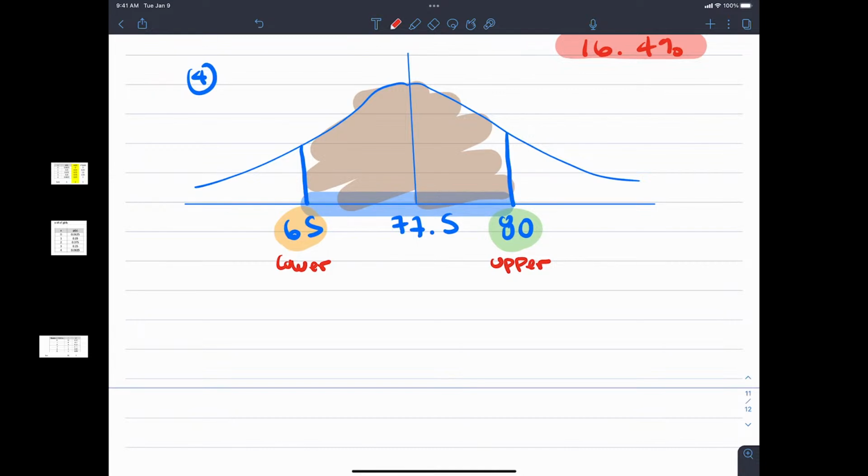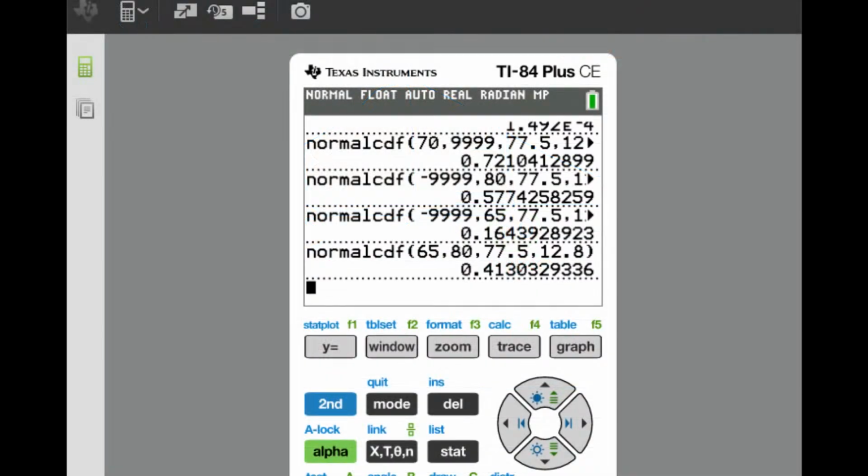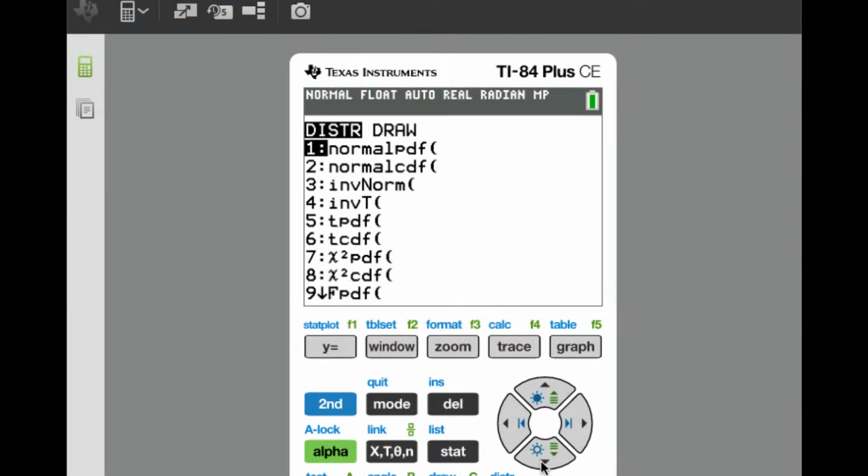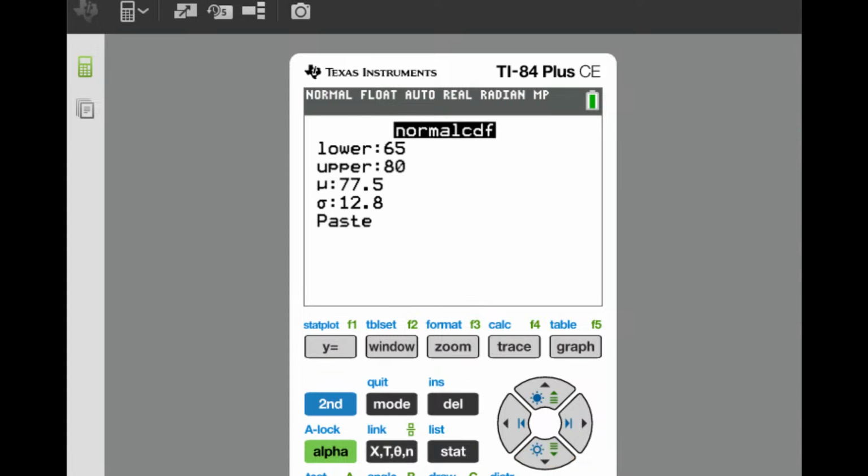Second distribution, normal CDF. Lower is what? Lower is 65, and then the upper is 80. I'm going to have to do that again because I didn't show that to you guys. Let's clear it out and try it again. Second distribution, normal CDF. Okay, 65 is there for the lower. Upper is 80.